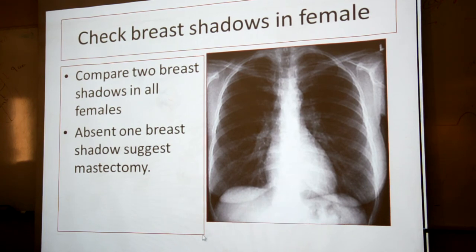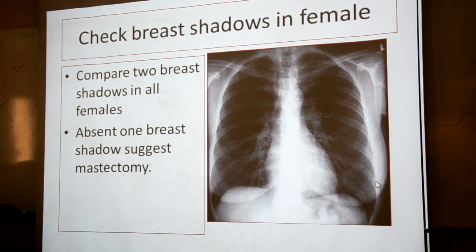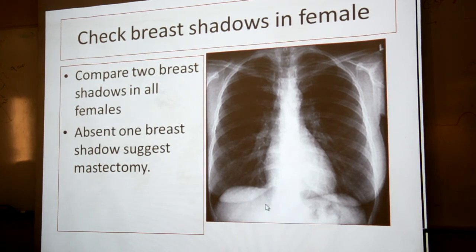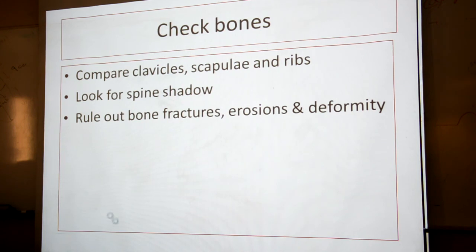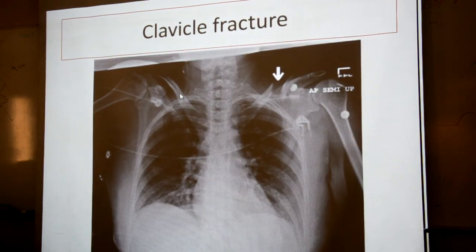Then check for the presence of bilateral breast shadows. Absence of a breast shadow may suggest a mastectomy. Check all the visible bones, the right and left clavicle. Check the humerus, visible on both sides. Check the ribs and compare both sides.